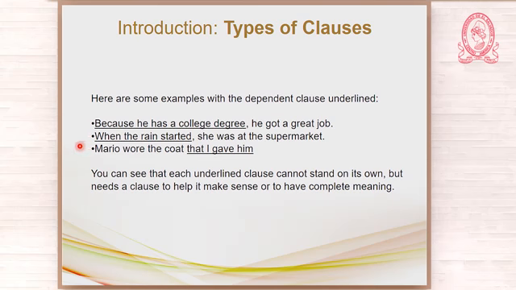Look at the other sentence. Mario wore the coat that I gave him. Okay, full meaning, complete meaning. But what if I just say that I gave him? Nope, you need something else. You need the independent clause. In other words, you can see that each underlined clause cannot stand on its own, but needs an independent clause to help it make sense or to have complete meaning.